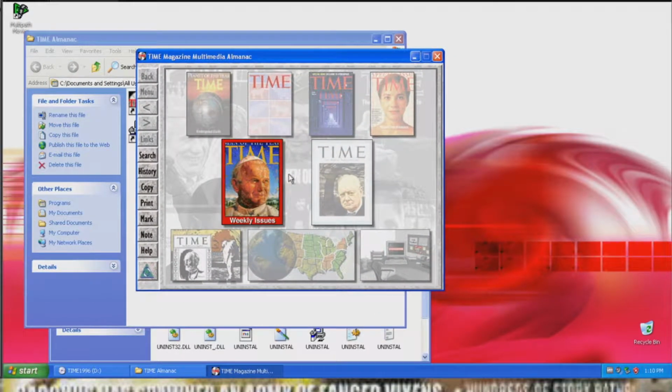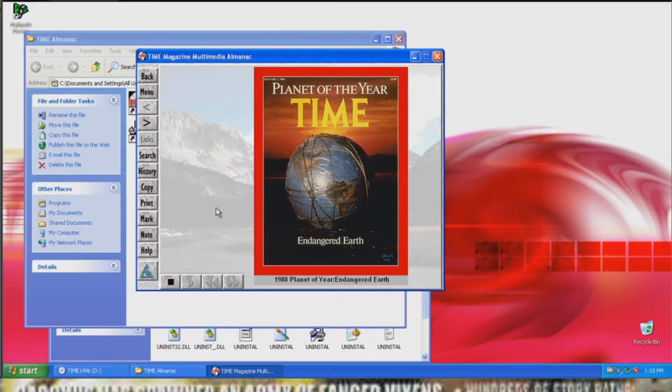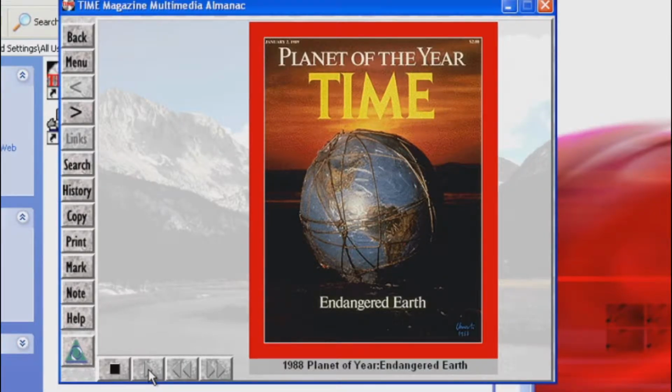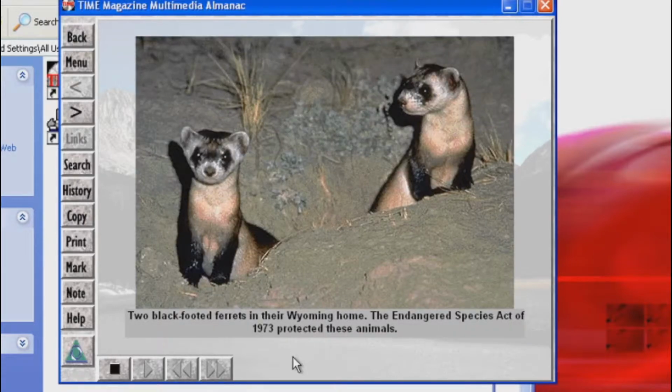Let me zoom in a few seconds, but you can pick from many kinds of topics in this Multimedia Almanac. The first one we're going to be looking at is, I think, the Earth Day thing. Yeah, it's called Earth Day, and one of them is some kind of little slideshow of everything about Earth Day. This is just going to be read through. Some ferrets, I think.